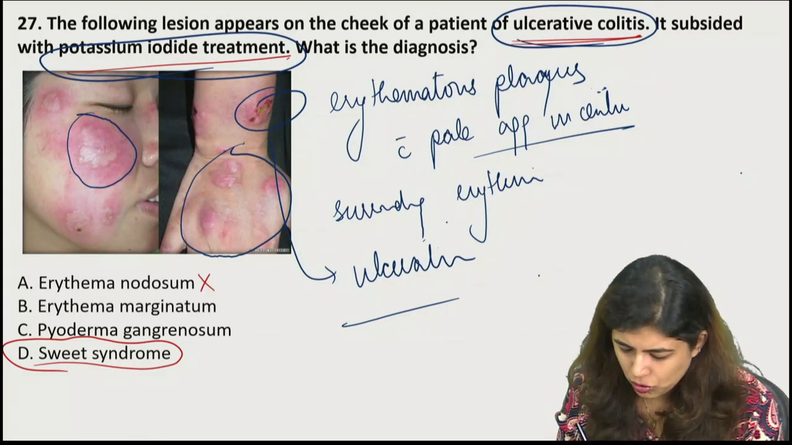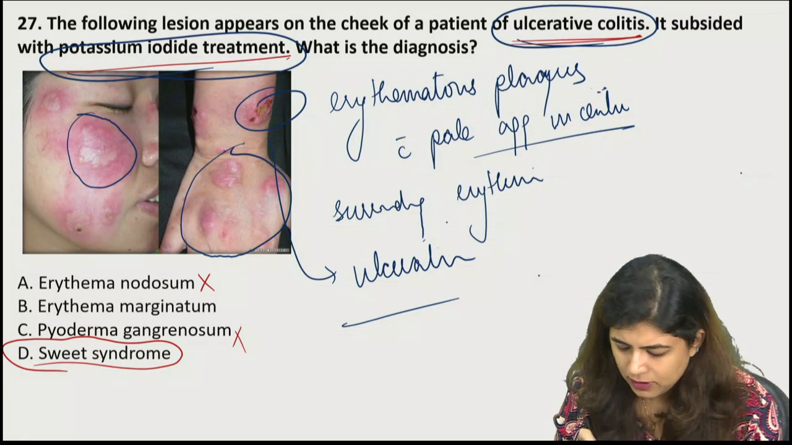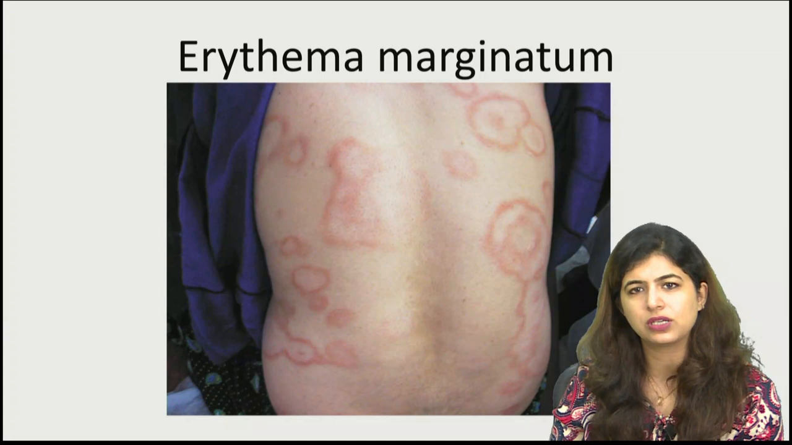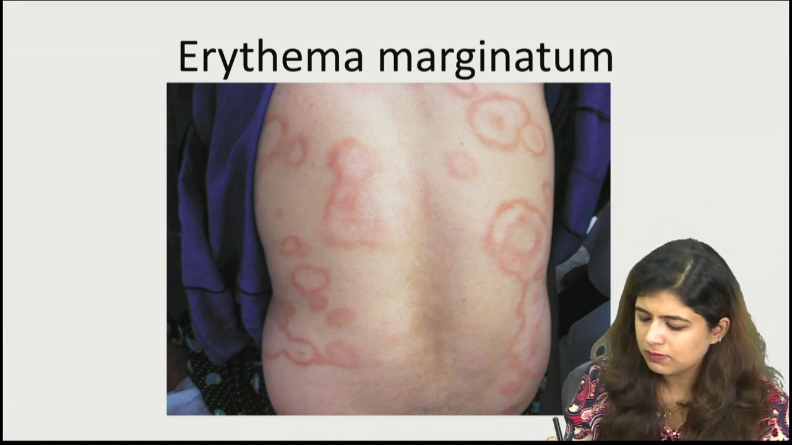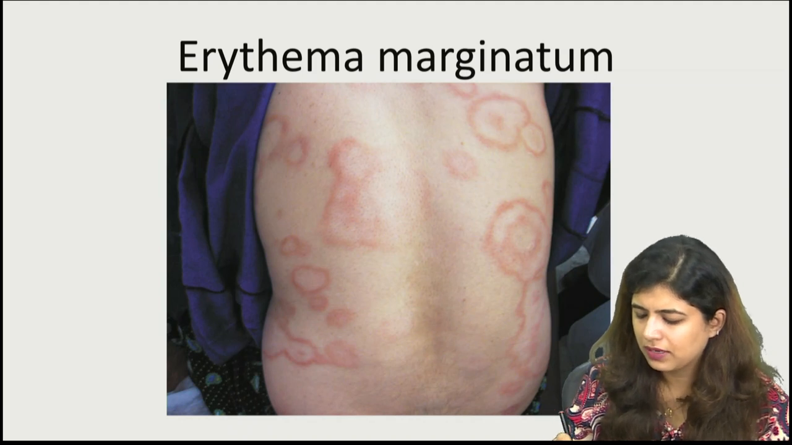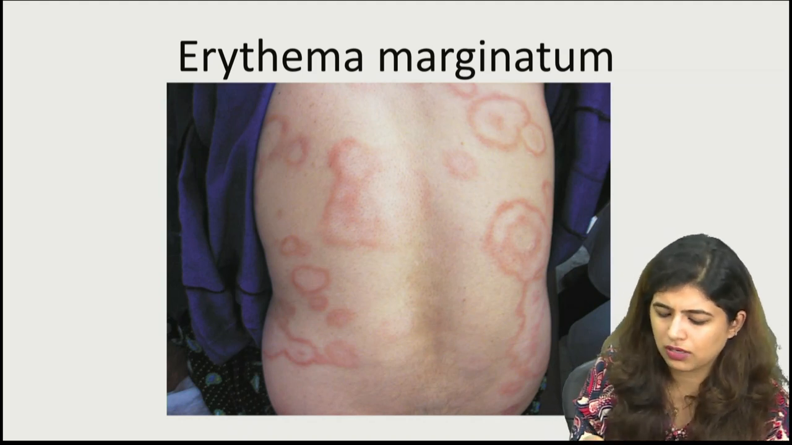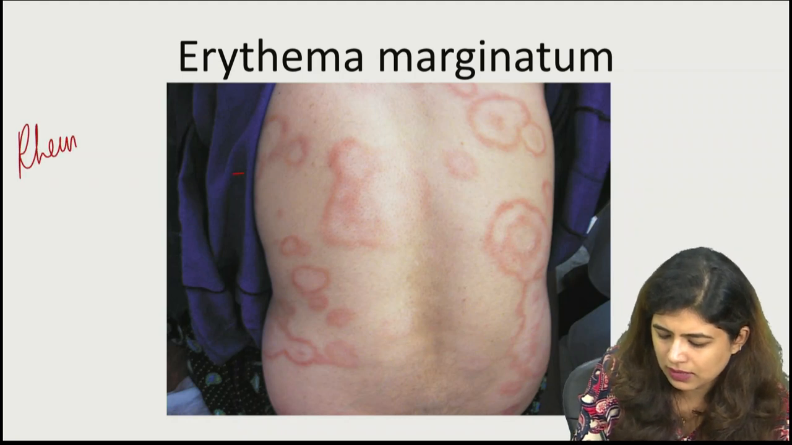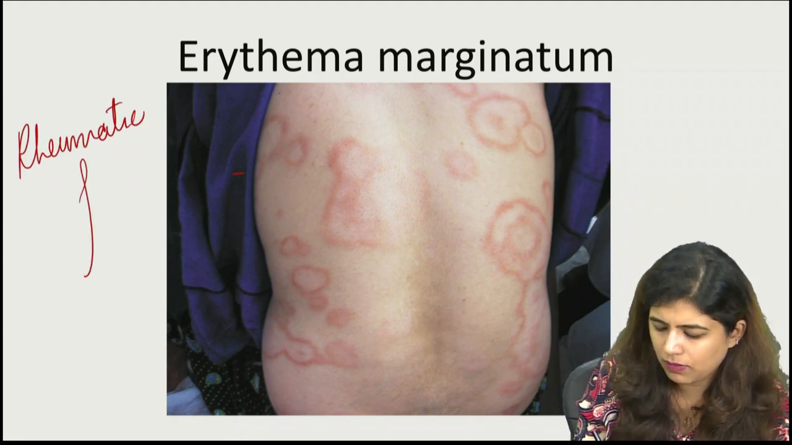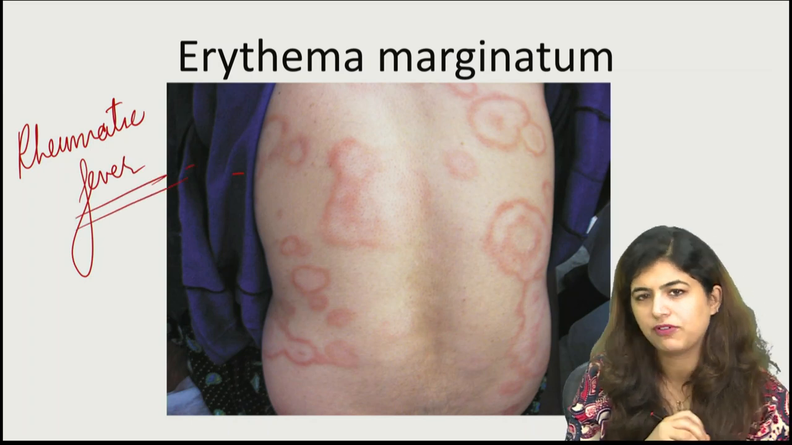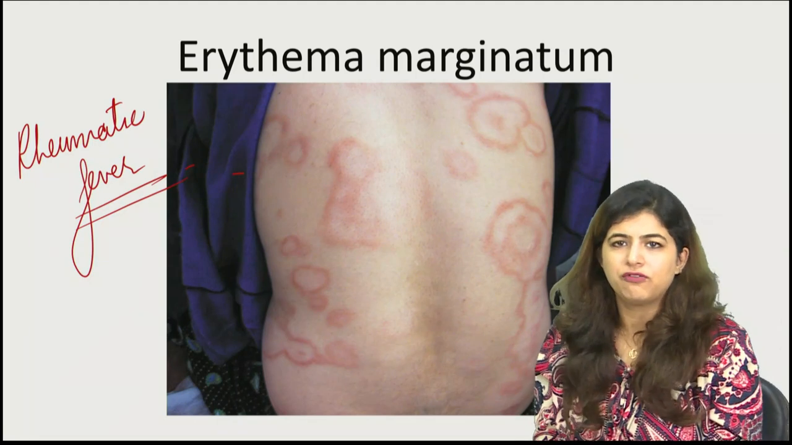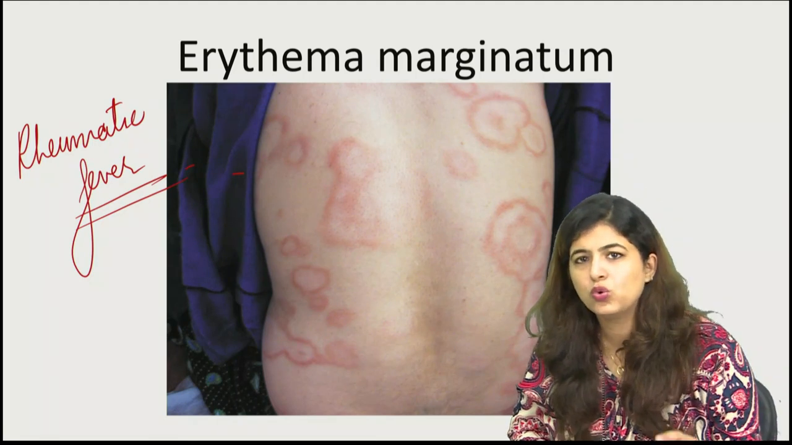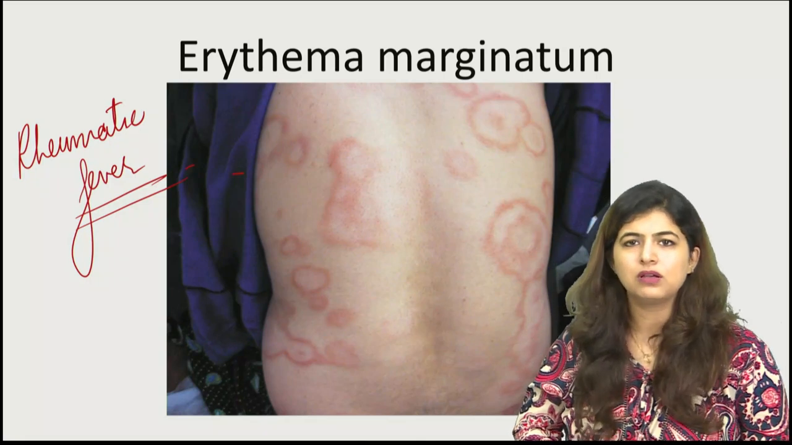Erythema nodosum, I have just shown you how it looks. Pyoderma gangrenosum, I have shown how it looks. The third option also I have put in the image here to just give you a fair idea of how erythema marginatum looks like. These are multiple annular migratory erythema on the trunk. Seen where? This is seen in rheumatic fever. So this is not seen here. This is seen in rheumatic fever. It was just put in to confuse you. Erythema marginatum.